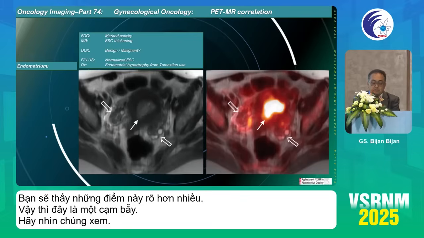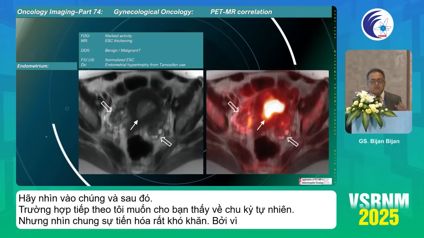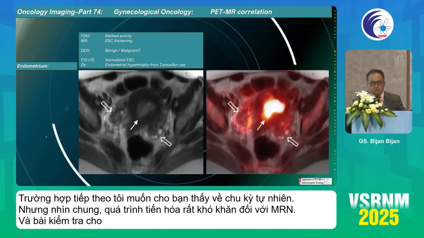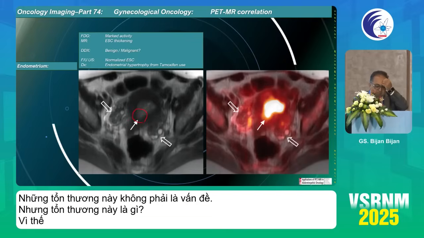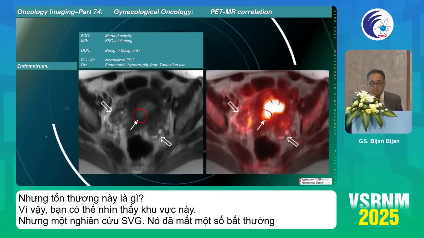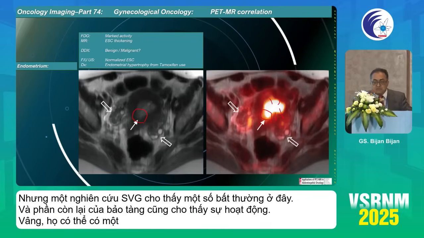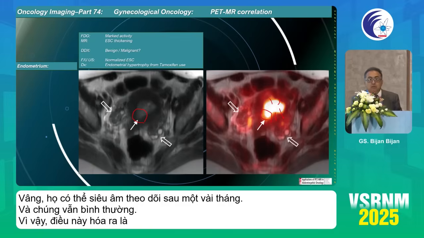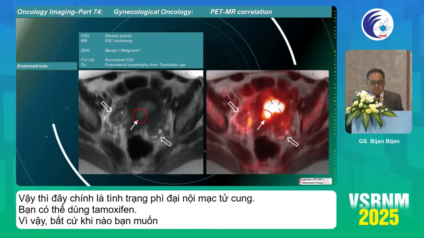Next case, I want to show you endometrial cancer. In general, evaluation of the endometrium is very difficult by MR and on the PET for small lesions. Big lesions, no problem. But when it's a small lesion, for example, you look at this area, you cannot really see any lesion. But on the FDG study, it shows some abnormality here, and the rest of the endometrium also shows activity. This patient had a follow-up ultrasound after a few months, and it was normal. So this turned out to be hypertrophy of the endometrium due to tamoxifen. Whenever patients are on tamoxifen, that's usually a problem because you have hyperplasia of the endometrium, and they can have endometrial cysts.